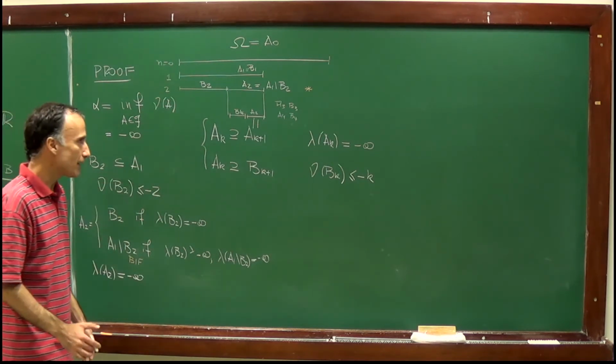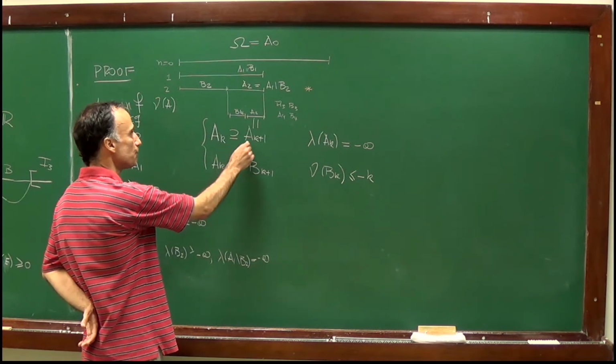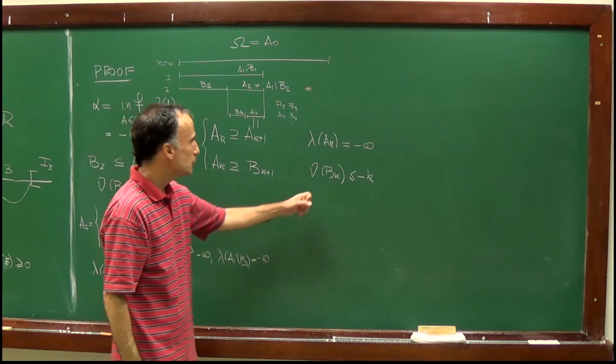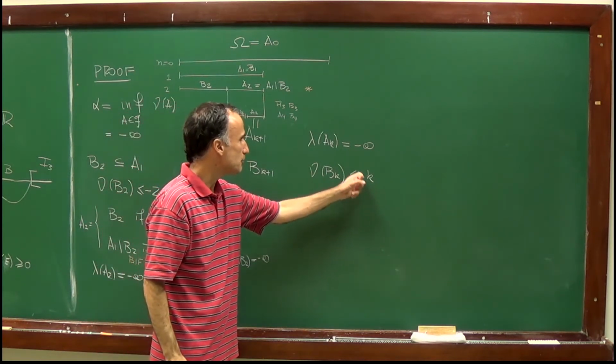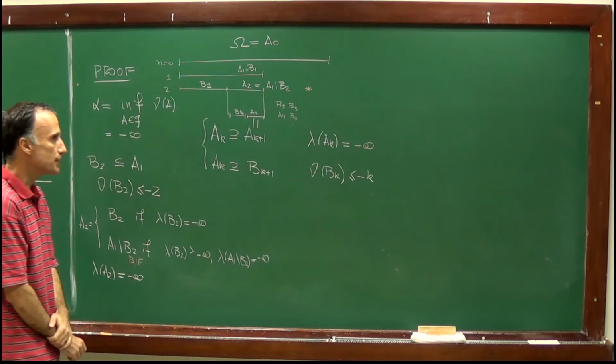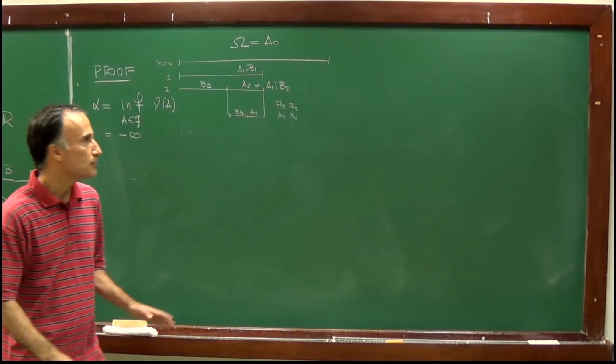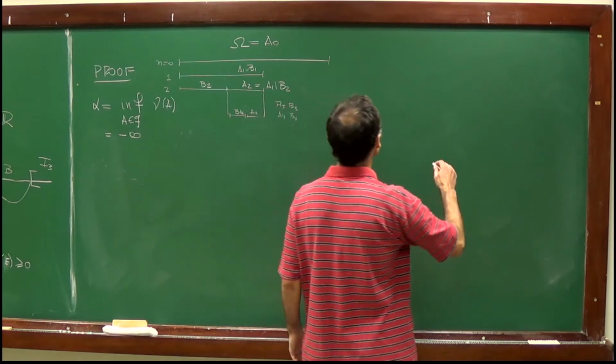So the important facts here are that A_k contains A_{k+1} and contains B_{k+1}, that mu of B_k is less than minus k, and lambda of A_k is equal to minus infinity. So let me summarize what we did up to now.